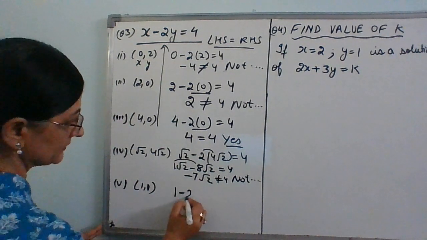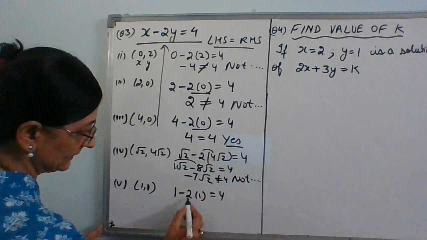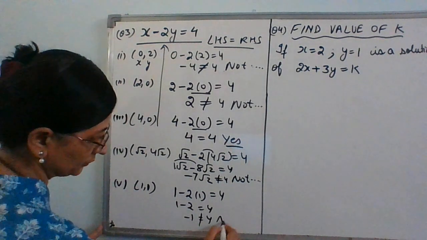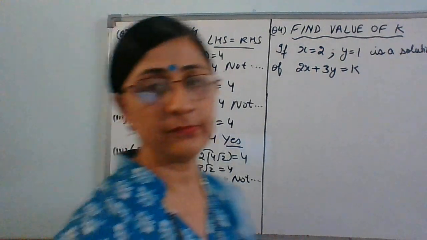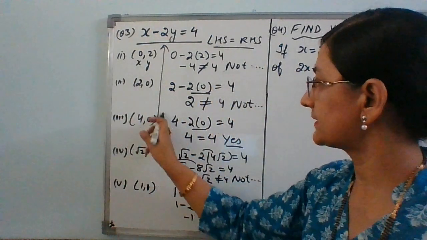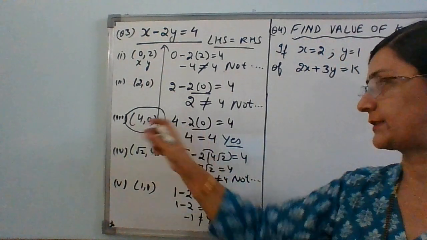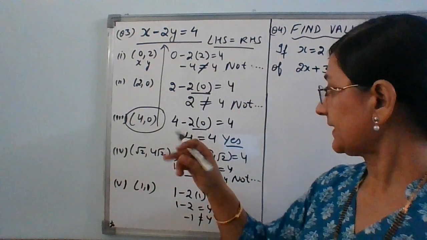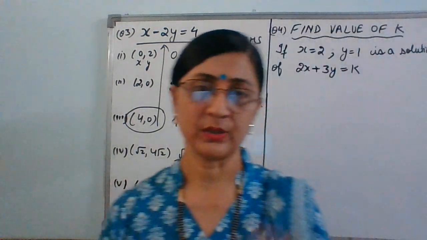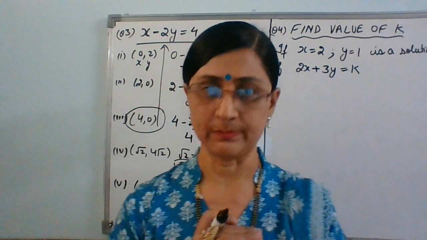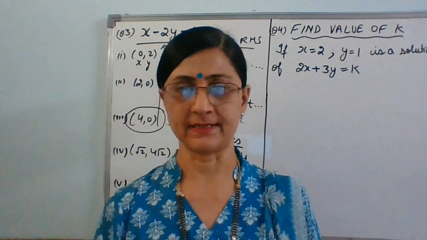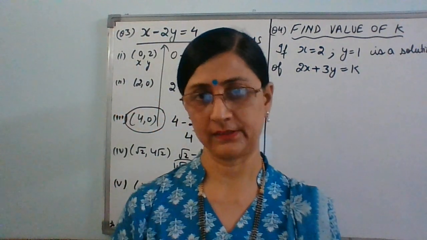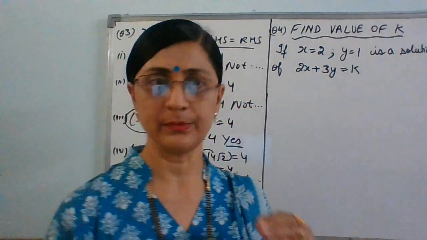Now 1, 1. 1 minus 2 into 1. Let us check. 1 minus 2 is minus 1, and that is not equal to 4. No, not a solution. So out of these 5 values of x and y, only this is a solution. The third one, yes, (4, 0) is a solution of this equation because the left hand side is equal to the right hand side, because it satisfies the equation. Satisfying the equation means left hand side is equal to right hand side. If they are not equal, that value is not satisfying the equation and is not the solution of that equation, right?